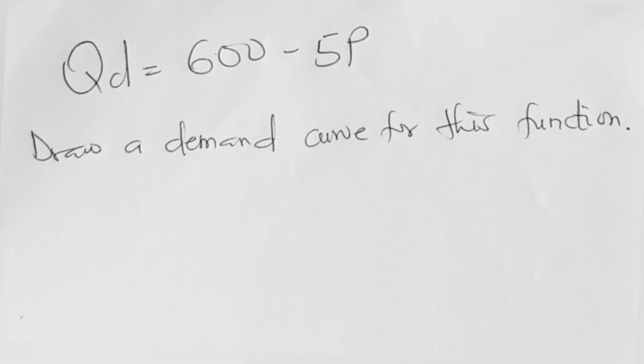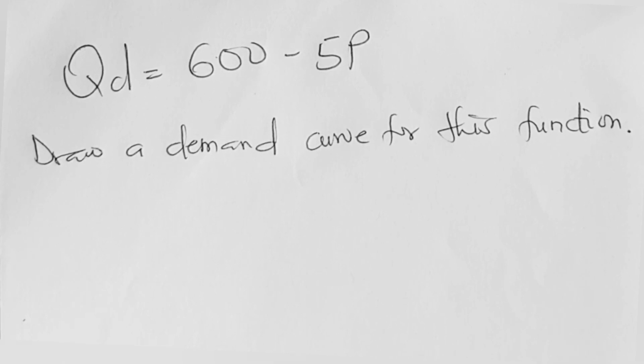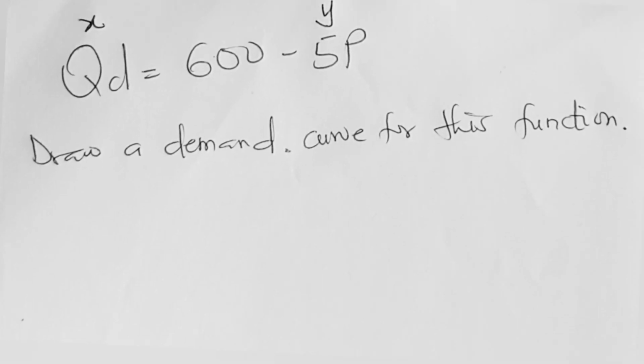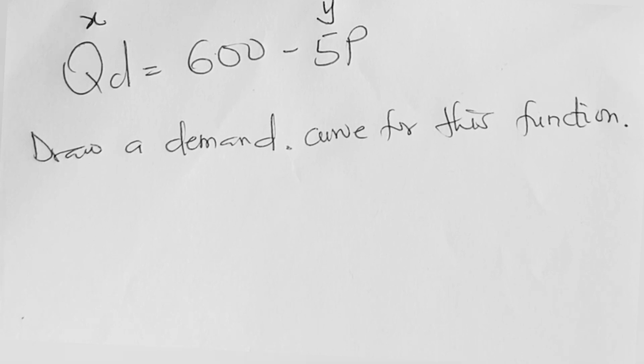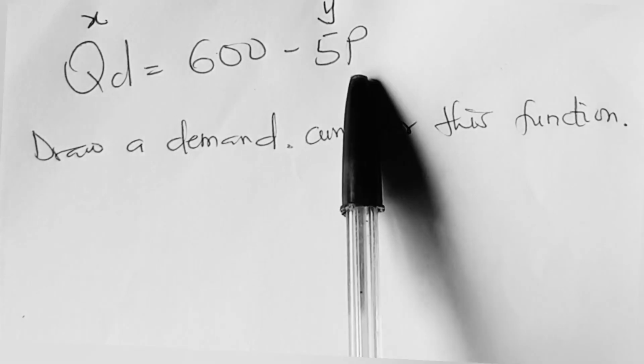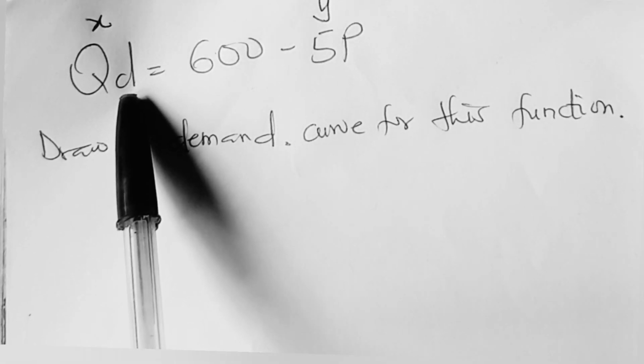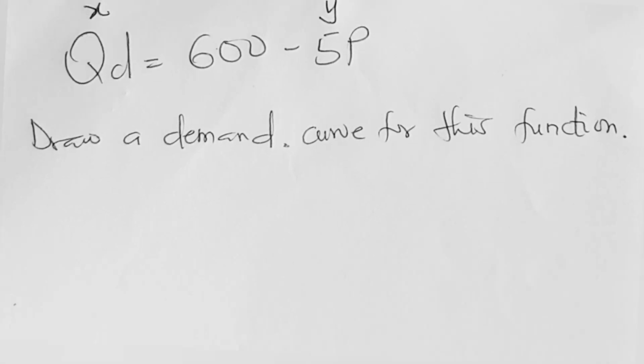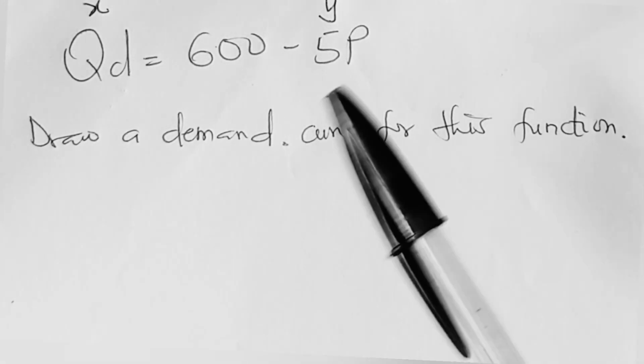The best way to draw the curve for this function is to look at the extremes of the x-axis and the y-axis. The x-axis represents the quantity, which is Q, and the y-axis represents the price, which is P. Now, the only way we can draw this function is to find the extremes of P and Q. So if Q is 0, what is P? If P is 0, what is Q? That is the best way we can draw the curve using the function.